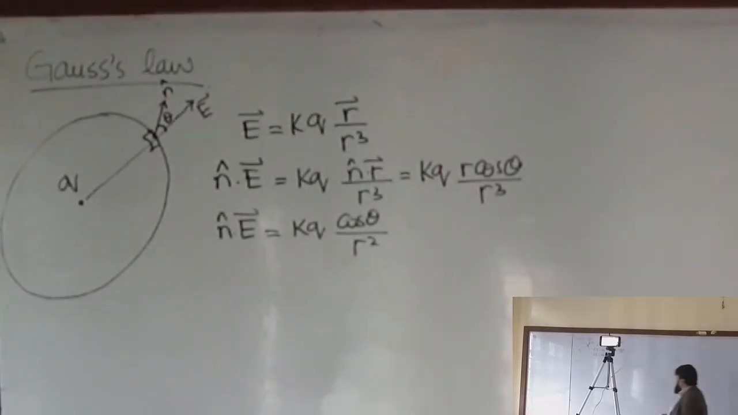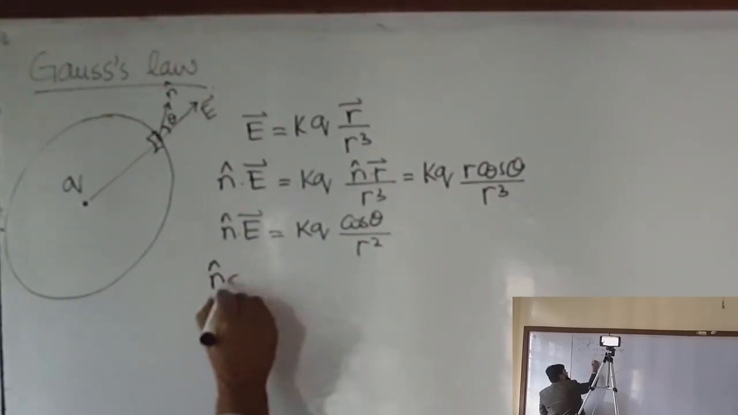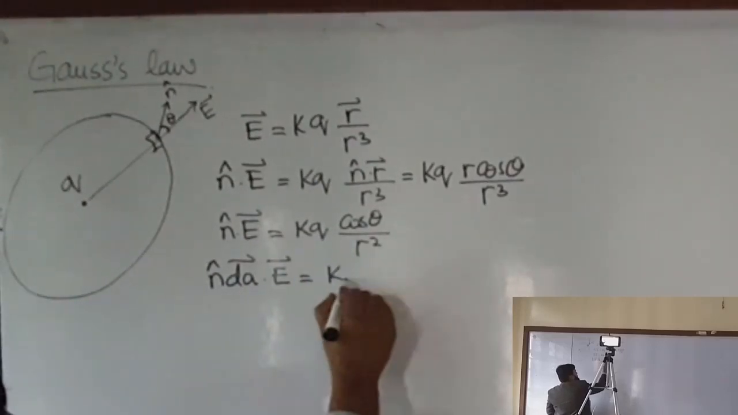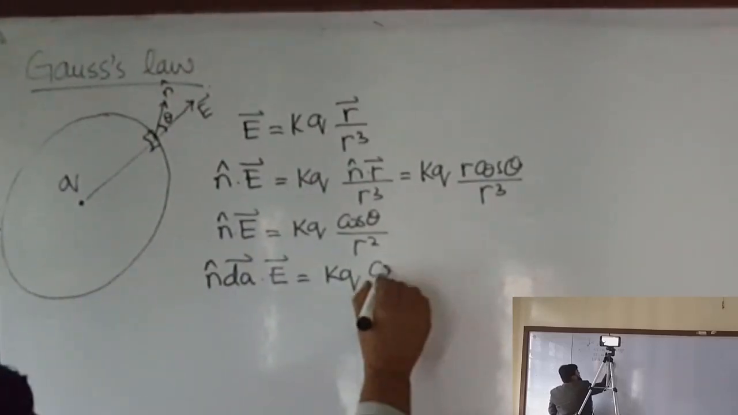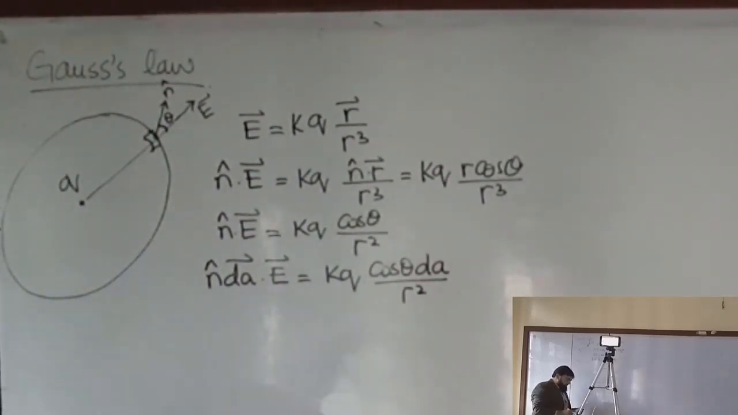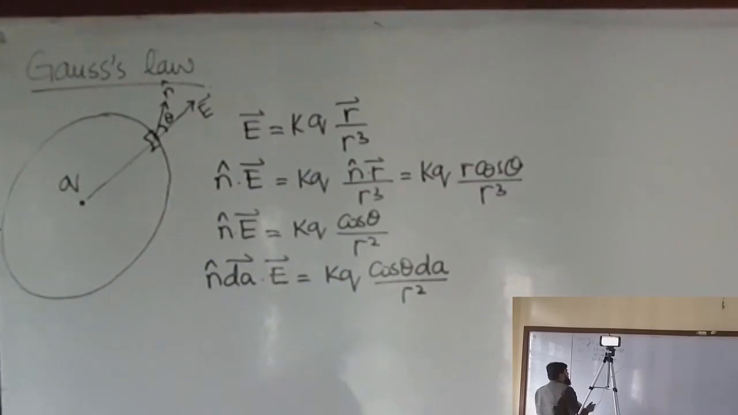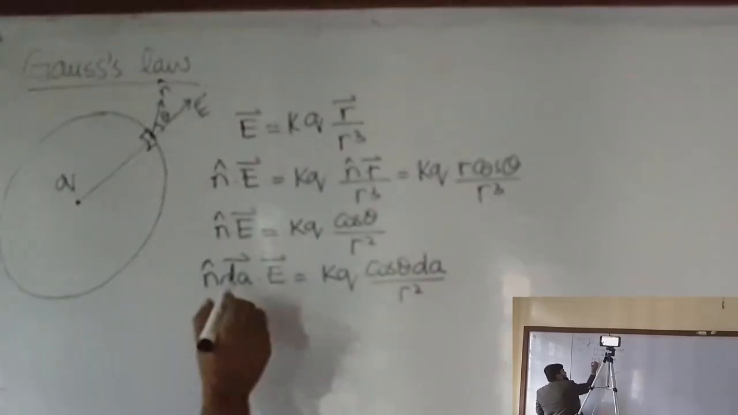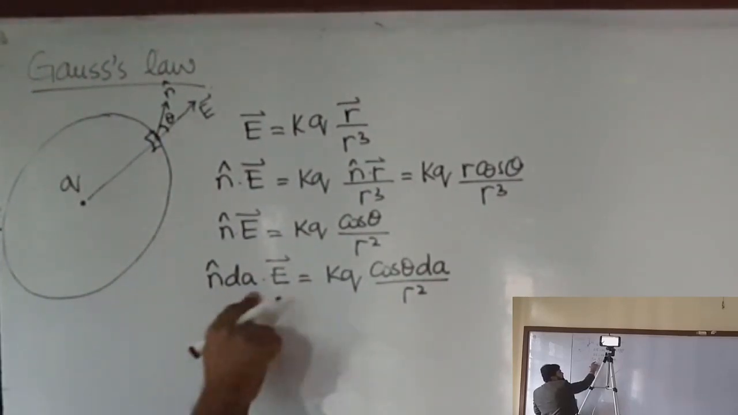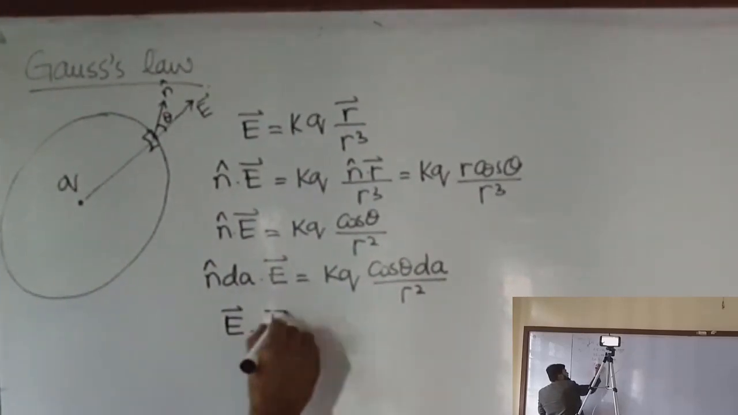Now if I am multiplying dA on both sides, then n dA dot E is equal to K Q cos theta dA divided by R squared. And I know that if I write it in unit vector dA, this dA will be scalar, but I can write it as E dot dA.